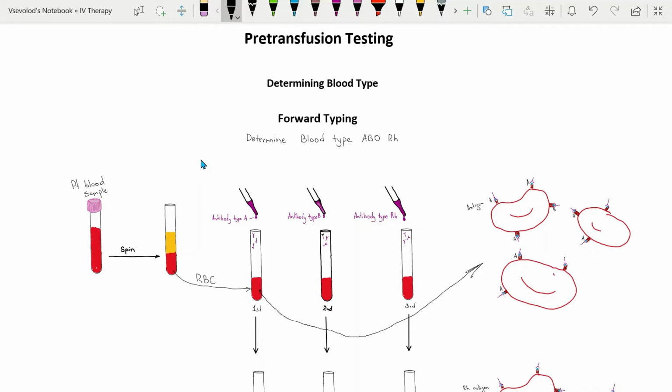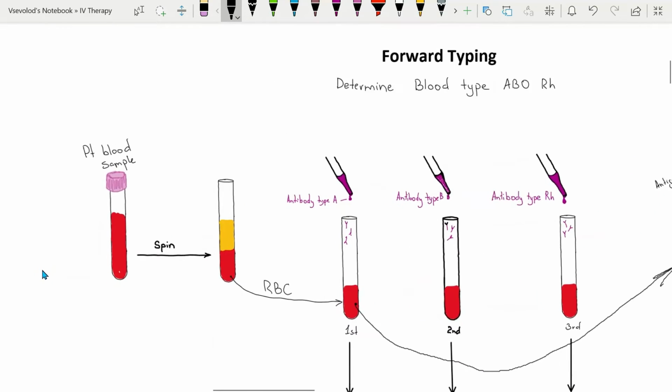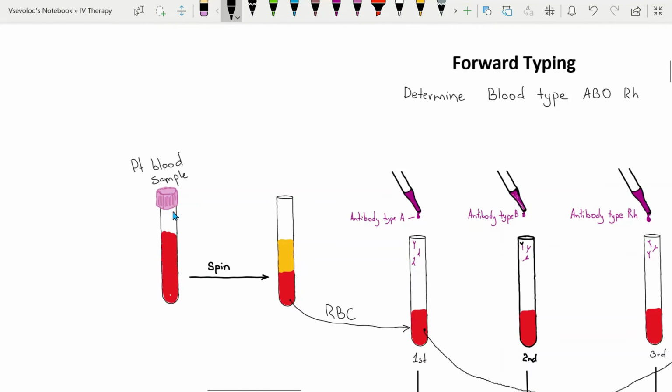First, determine patient blood type. We will be first looking at something called forward typing. Laboratory technicians take that pink top test tube of yours with patient blood sample and spin it in the centrifuge and separate red blood cells from plasma.